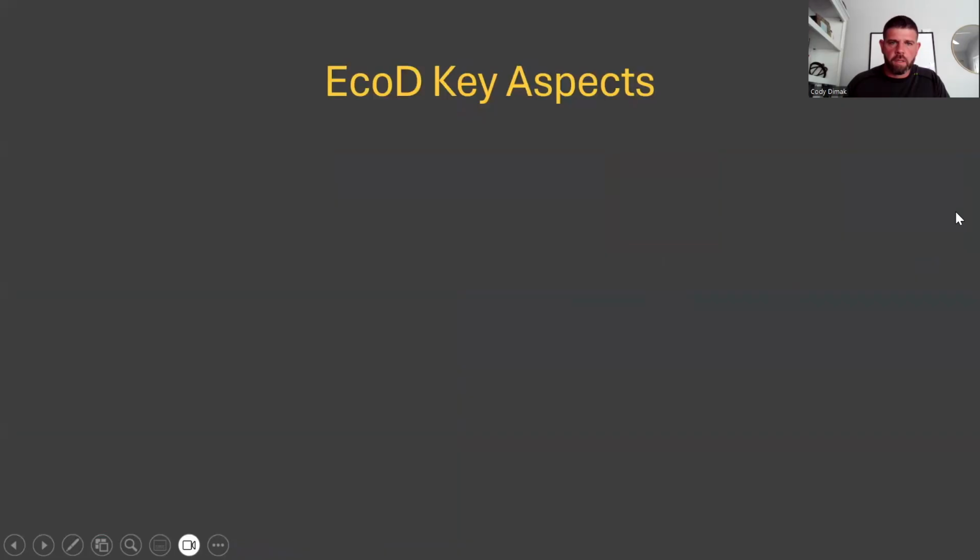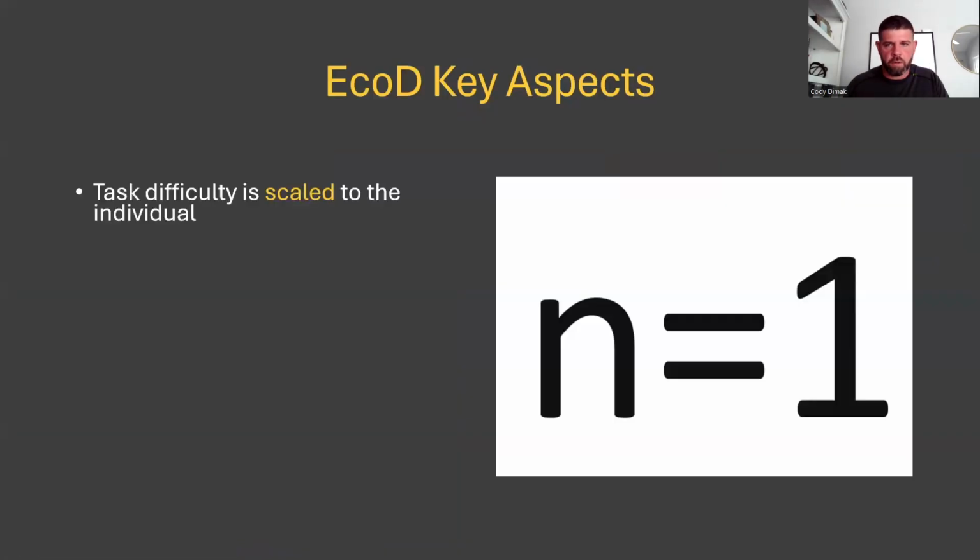Okay. So some Echo D key aspects. So the contemporary approach here, we always consider the individual we're working with. Everybody's different, right? The N equals one thing: the N in a scientific study is the number of people involved in the study. With athletes, it's always N equals one.